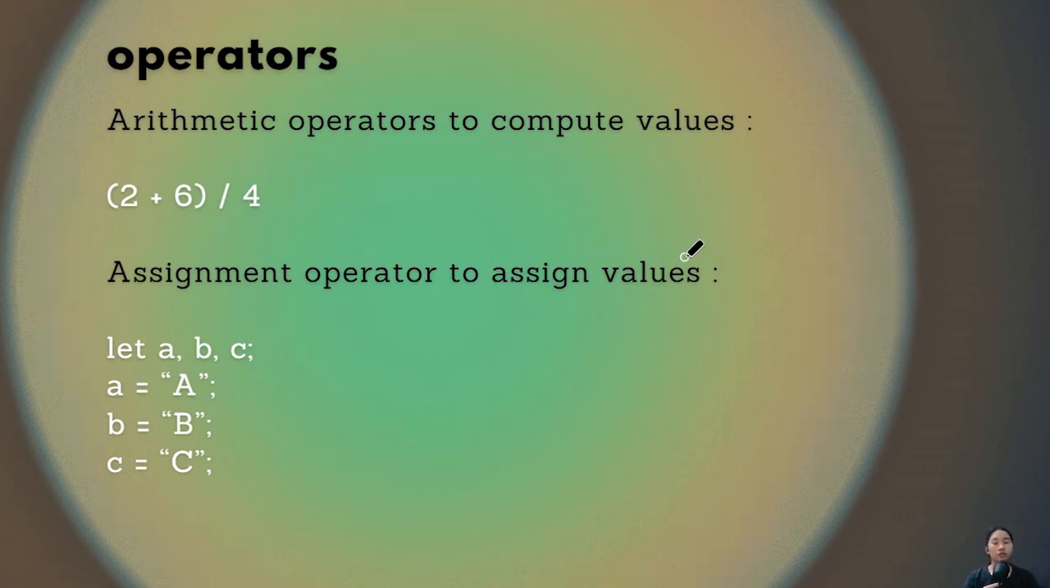And the assignment operator, don't forget, it's not the equal sign as in math. It is to assign a value. So it's not 2 plus 2 equals 4. It doesn't work like that. Let a, b, c. a is a, b is b, c is c.